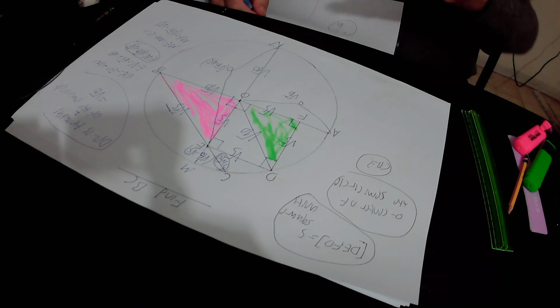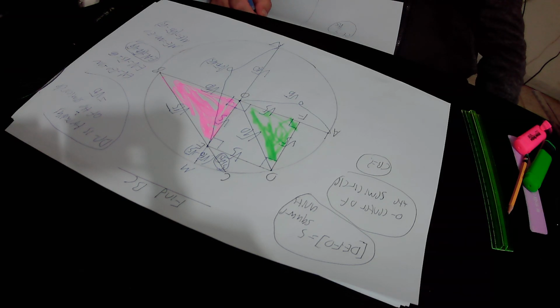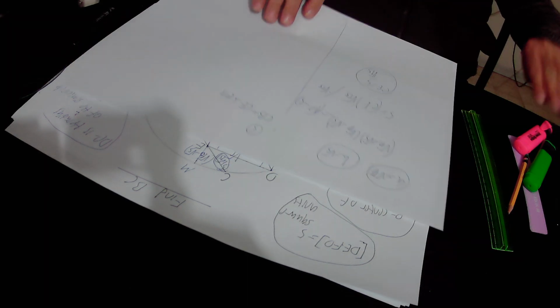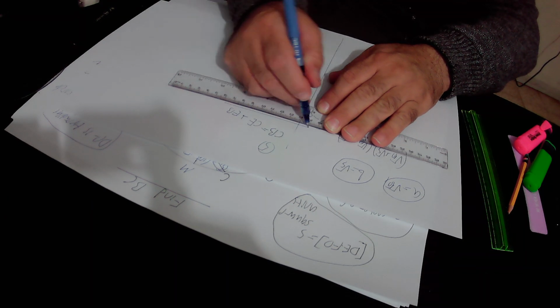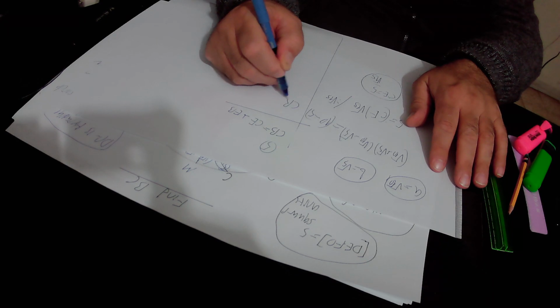The length of the chord we are looking for, CB, is equal to CE plus EB. I'll repeat again: CB equals CE plus EB.